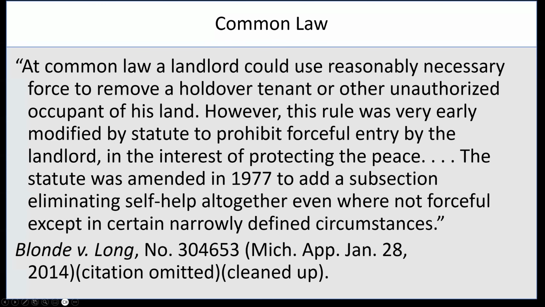At common law, a landlord could use reasonable force to remove a holdover tenant. A holdover tenant is a tenant that has already received, say, a 7-day notice or 30-day notice, and then remains in after that time period has expired. For example, it's a 7-day notice because rent hasn't been paid. The tenant has 7 days to pay the rent or move out. If the tenant stays on past the 7 days, at common law the landlord could just come in there and take the possessions out and get the possession back. Common law permitted this, right? Or someone stays in past a 30-day notice, or someone who's an unauthorized occupant of this land.